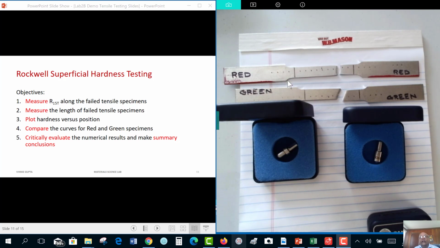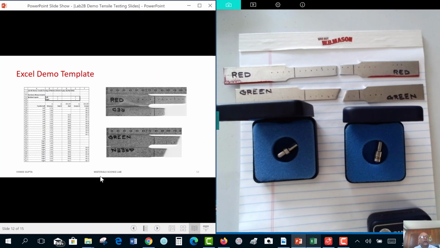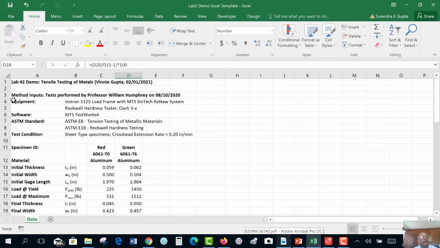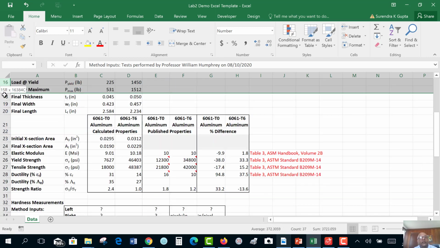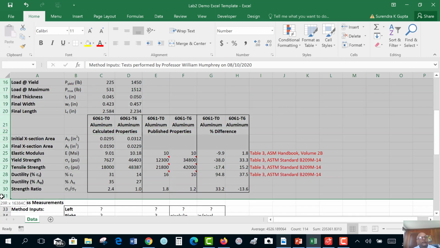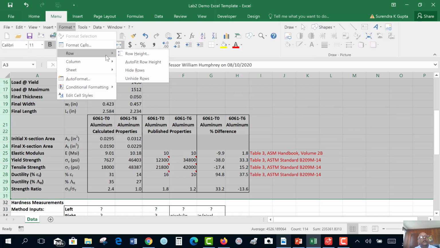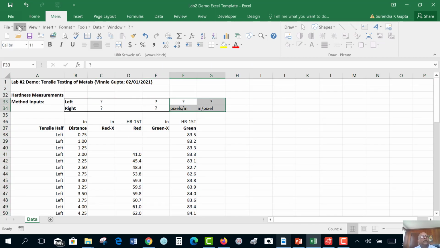Okay, so let us consider I have made the hardness test, entered them into the spreadsheet. So here is our template. Let me fire up my spreadsheet. So here is my spreadsheet. We just did that work. Let's hide all these rows. We have already done that work. So I'm going to hide rows.